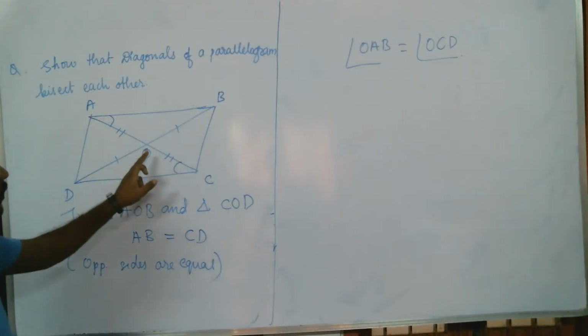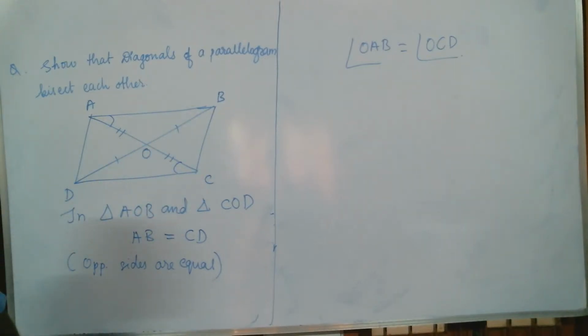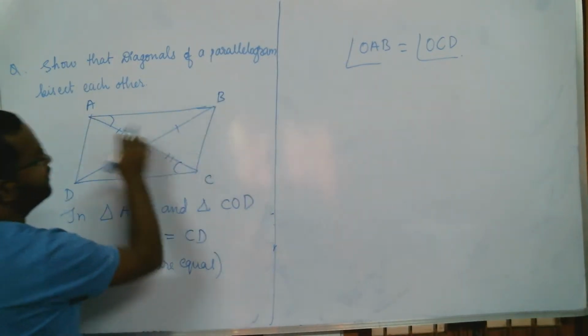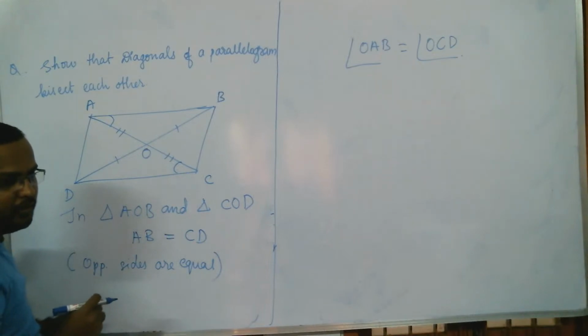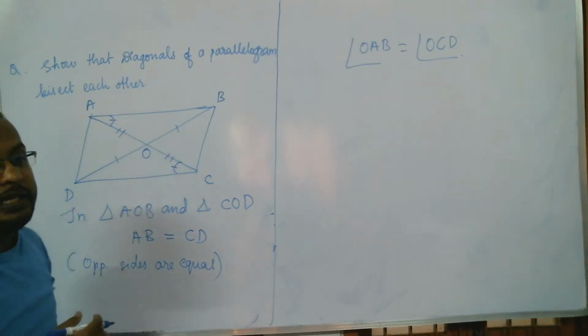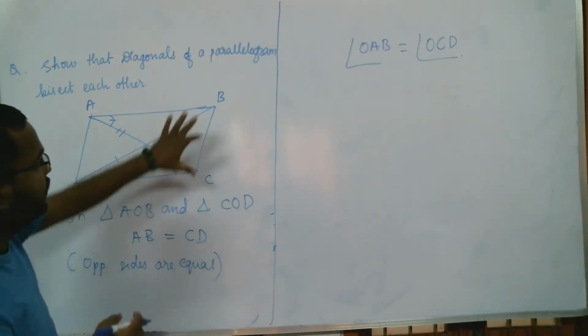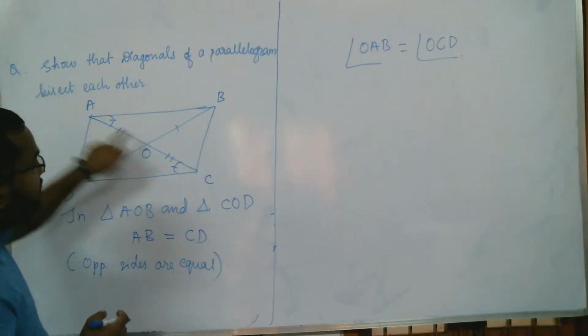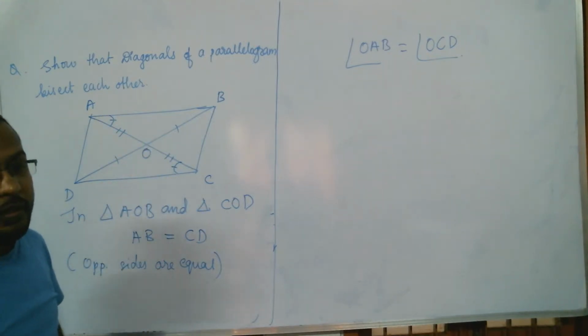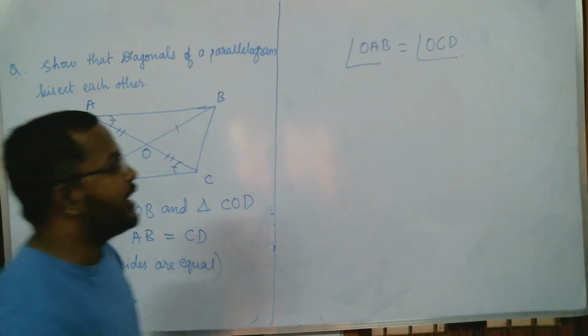Angle OAB is equal to angle OCD. Why are these two angles equal? Just now we have proved these two are parallel lines. This is your transversal. So these two angles are alternate interior angles. These two are parallel lines, and this is your transversal. That's why these two angles are equal by alternate interior angles.